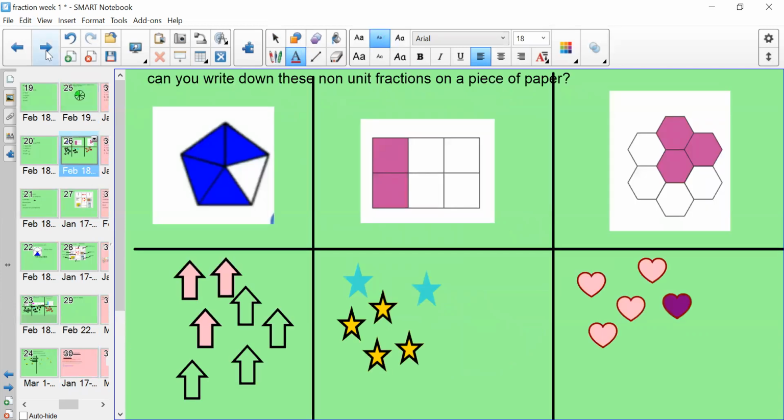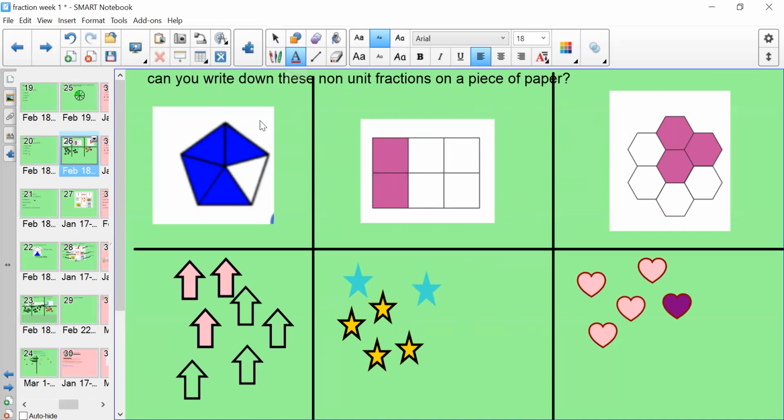Okay, so have a look at these non-unit fractions. Can you notice what they are? I'd like you to pause the video now and on a piece of paper, see if you can spot what the top fractions are. So the fractions that have been shown in a shape, and then the bottom one, fractions that have been shown in an object. Okay, so pause the video now and see if you can work out these non-unit fractions.